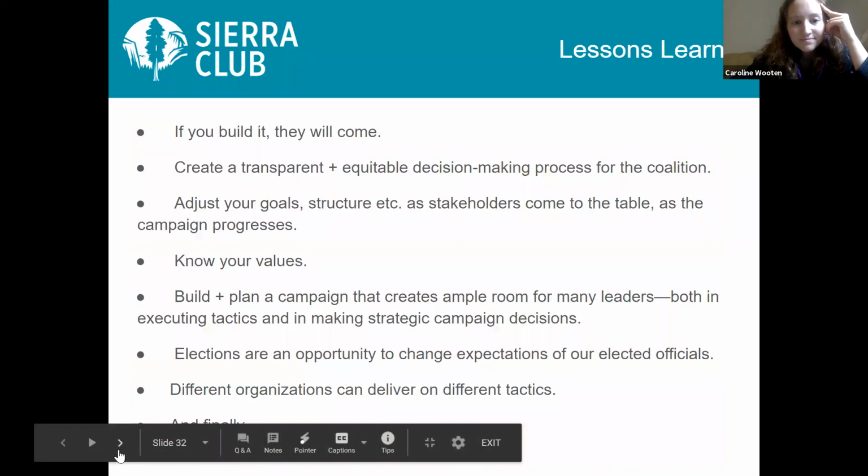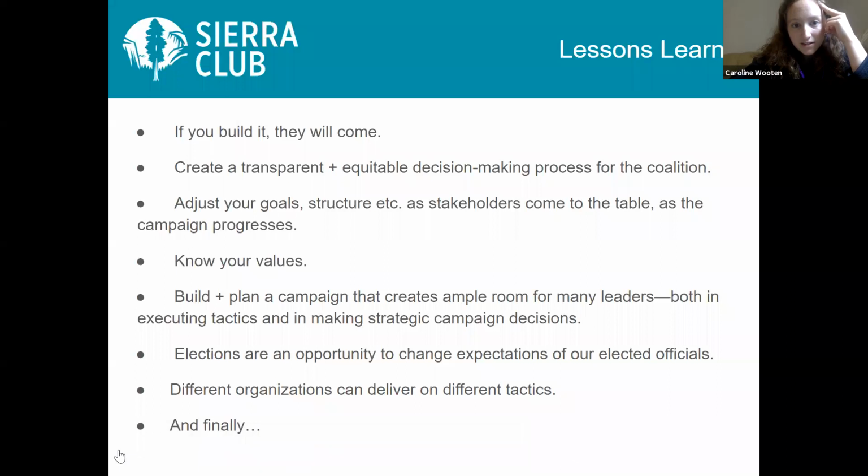Next slide. So a few lessons learned from this campaign, from my perspective. One is, if you build it, they will come. Sometimes it's unclear what to do, but just making a plan for what you're going to do next, people want to take action, so they'll come and get involved. Another is to create an equitable and transparent decision-making process for the coalition. There was a lot of work put into this coalition to make sure people knew how decisions were made, and that everyone had a voice.